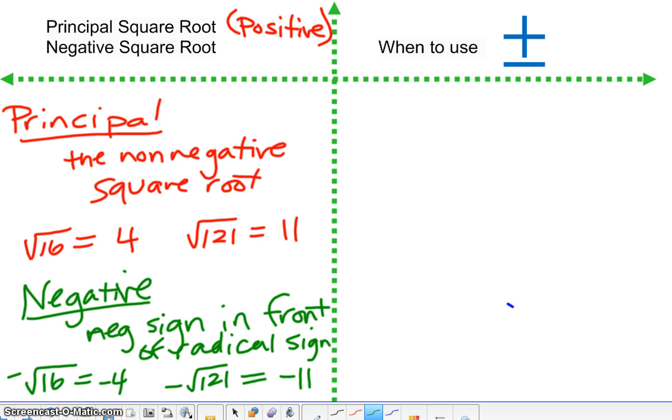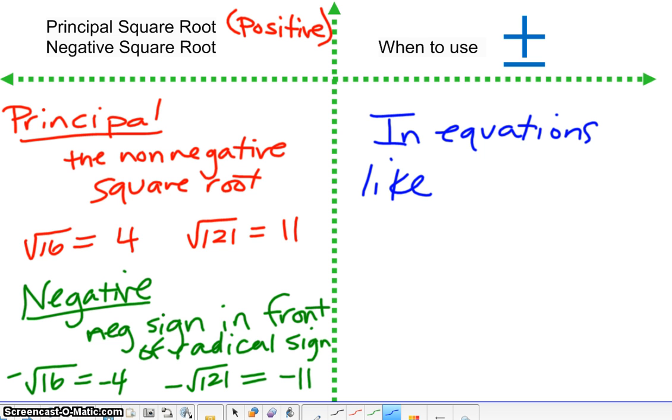Okay, now you may recall that you also had to use plus or minus in your answer. We end up using this later on in the chapter, but for right now we're going to use the principal square root or the negative square root. So I just want to fast forward a little bit so you know when you're supposed to use this. Okay, so in equations like x squared equals 49, in order to solve something like this, we would take the square root of both sides.